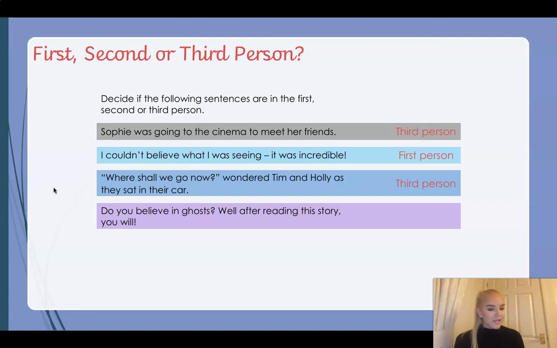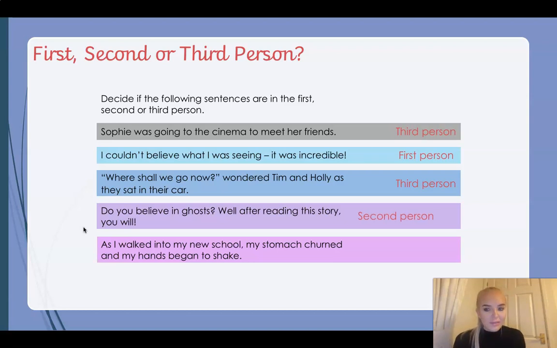Okay, did you spot the same pronouns as me? I spotted the pronoun do. I spotted the pronoun well. Have I made a mistake here, year 4? I think I have. I've used the wrong pronouns, haven't I? So my pronoun here is you. Do you believe in ghosts? Well, after reading this story, you will. Now, because you are using that pronoun you, is that first, second, or third person? Fantastic. It is second person. Great job. Okay, pause the video and have a think about this one, please.